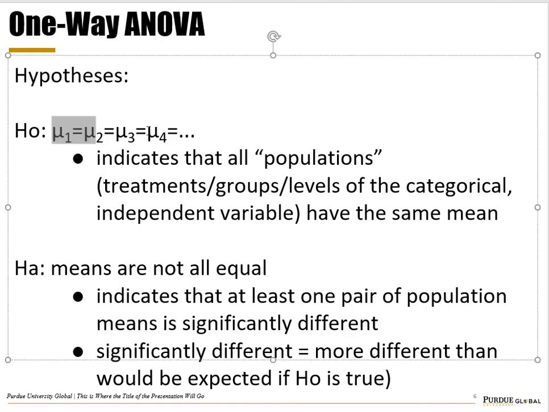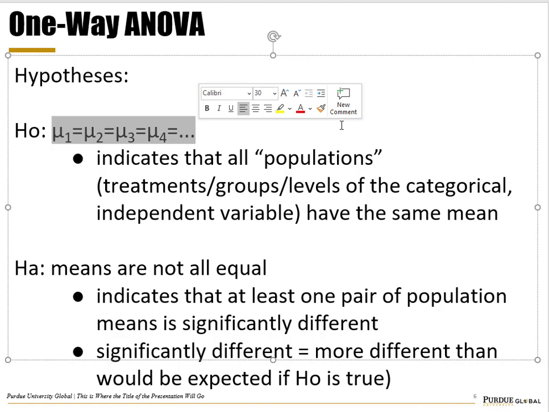The null is always that all of the groups have identical means, right? And you use mu's to indicate that all of the populations, not your samples, all of the populations have the same mean. And then the alternative, you have to actually write it out in English. It's too complicated to try and write it with symbols, because the alternative is just at least one group differs from another, right? Or basically the means are not all equal.